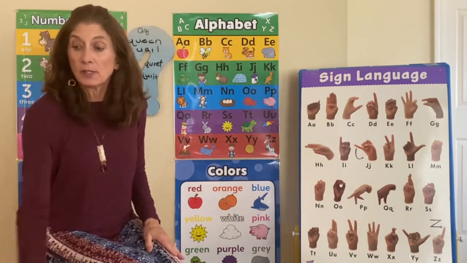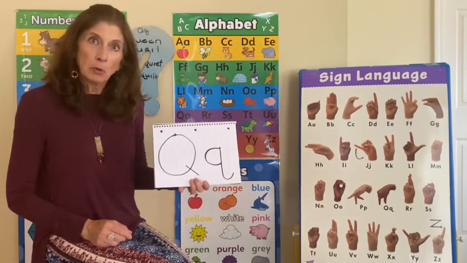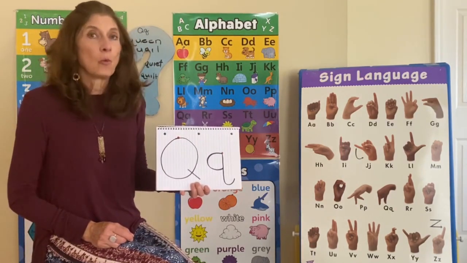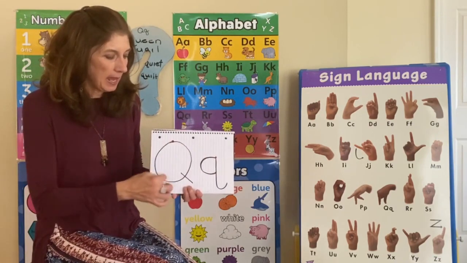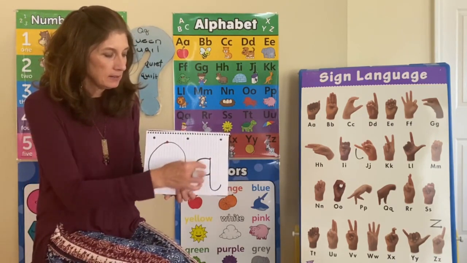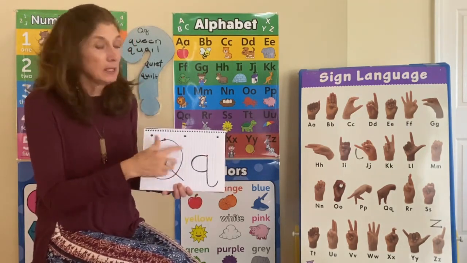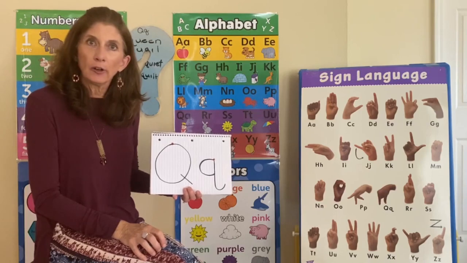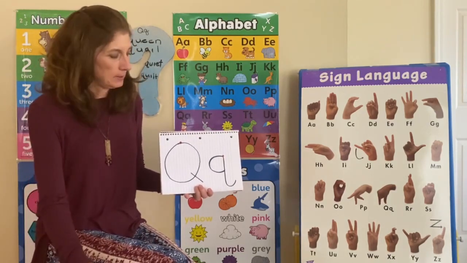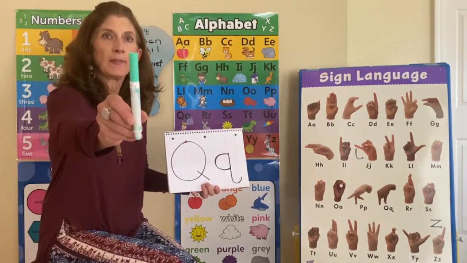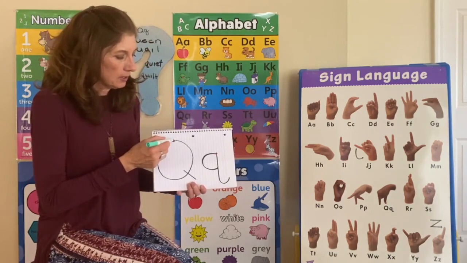Now we can do some rainbow writing of our letter Q. Remember where we start? Right, we start on the red dot on both letters. This is the capital Q and this is the lowercase q. And we call it rainbow writing because we trace it several times with different colors. You can do it more than 3 times, but we're going to do it 3 times. What's our first color? That's a light green color. And we're going to start at the dot.